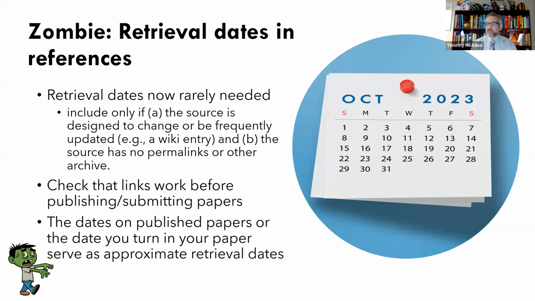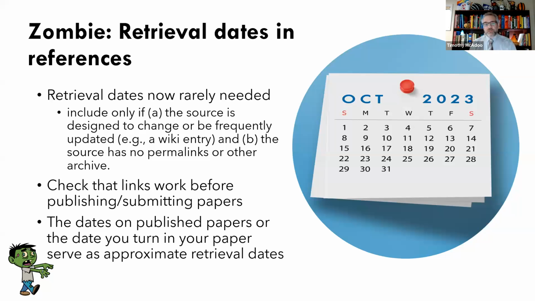So that second part of the guideline is important because things like Wikipedia, obviously everyone knows it's designed to change, but it also has an archive. So you still don't need to say I retrieved this on October 18th because the URL, you can put in the URL that gives the reader that and shows them exactly how it looked at that time. So you very rarely need to include the retrieval date.